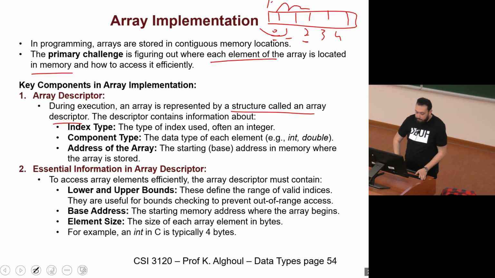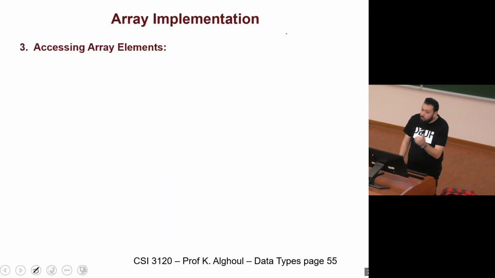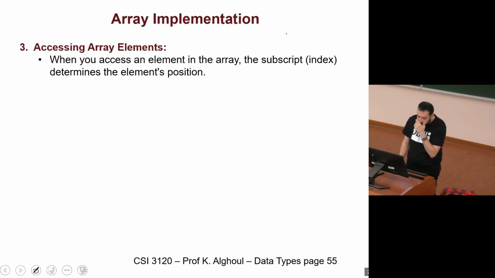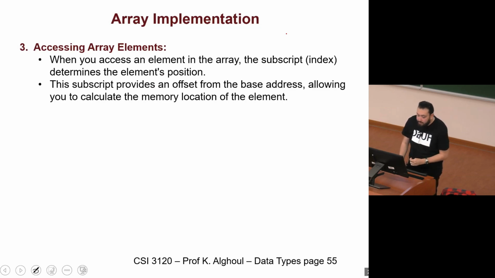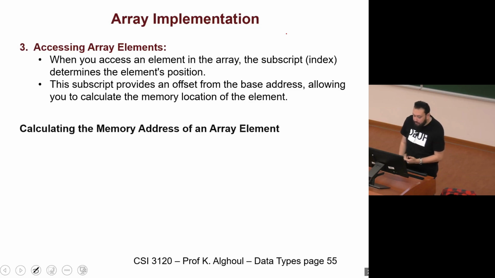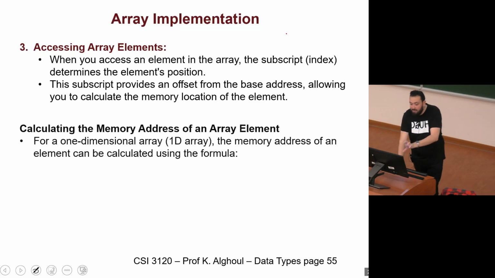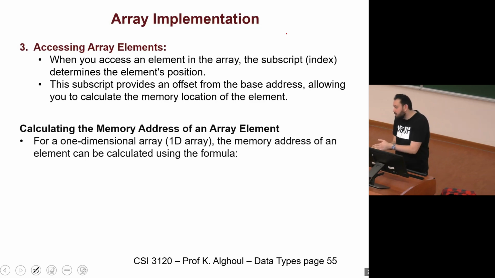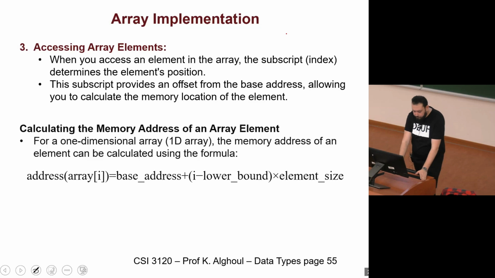And so for example, an int in C is typically 4 bytes. So now if I want to access this array, when you access an element in the array, the subscript or index determines the element's position. This subscript provides an offset from the base address, allowing you to calculate the memory address of an array. How? I'm going to cover the one-dimensional array, not the multi-dimensional, because we don't have lots of time. But again, in the book, the multi-dimensional is also mentioned in detail, how to calculate it.